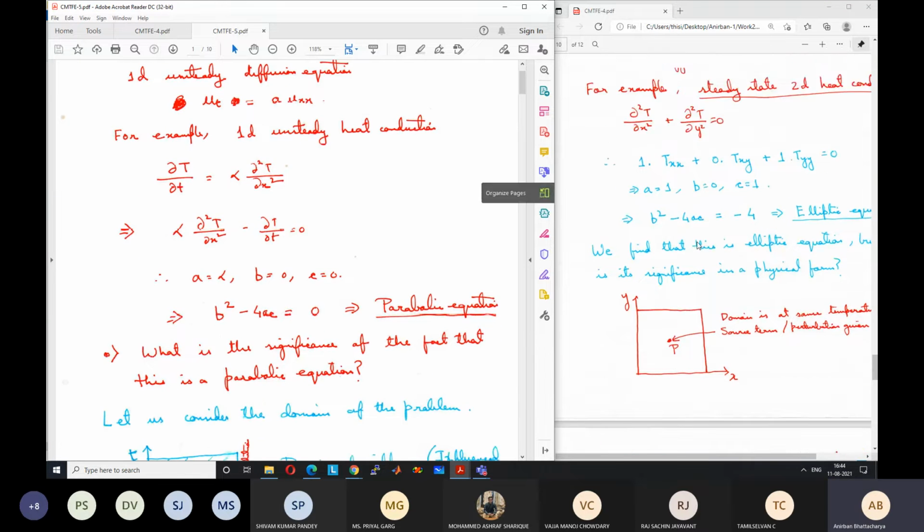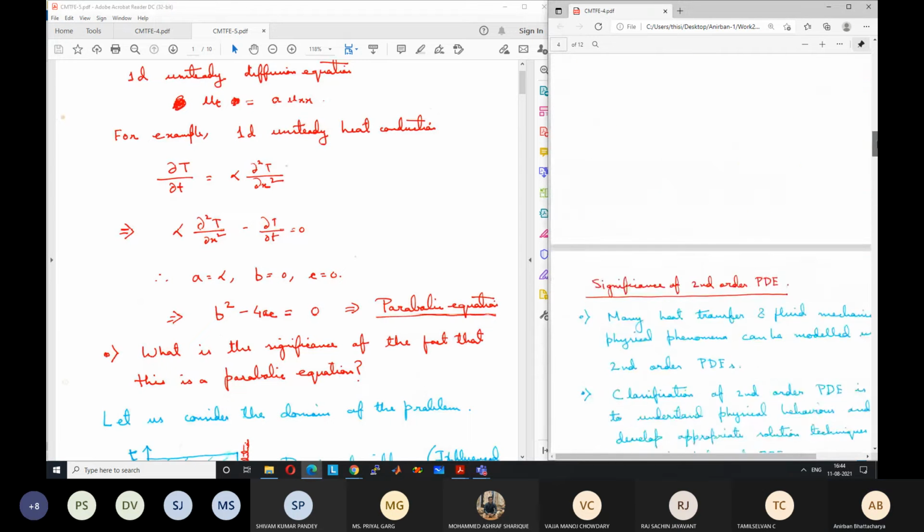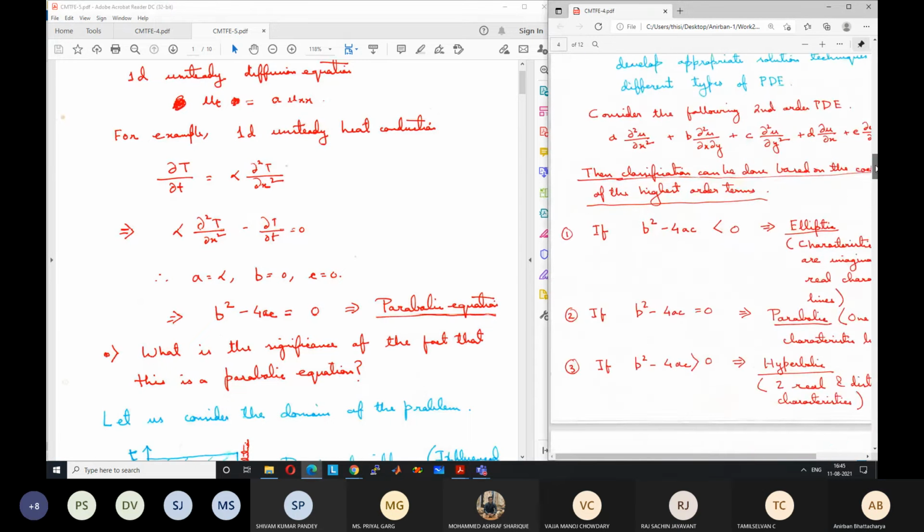So again, if we go back to our classification, we can write this equation in this form: alpha del square T del x square minus del T del t equal to 0.